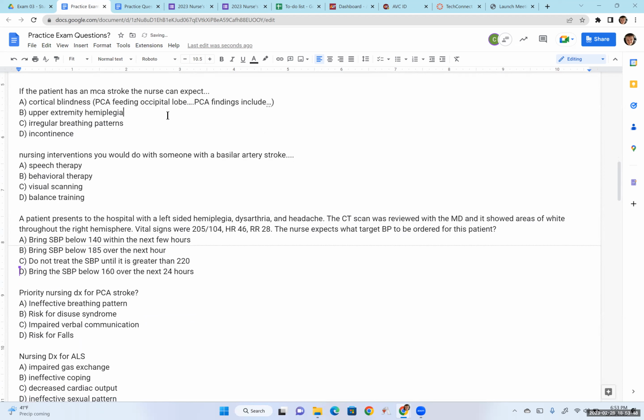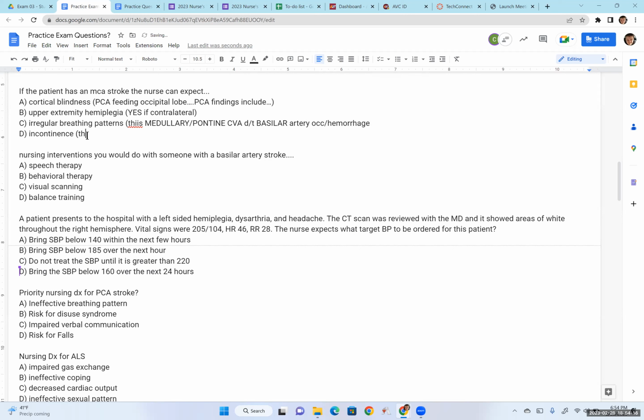Upper extremity hemiplegia. Yes, if contralateral, right? Didn't really specify, but irregular breathing patterns. This is medullary involved, pontine strokes due to basilar arteries, right? Hemorrhage. Doesn't matter how it happened, it's just stinging blood supply.